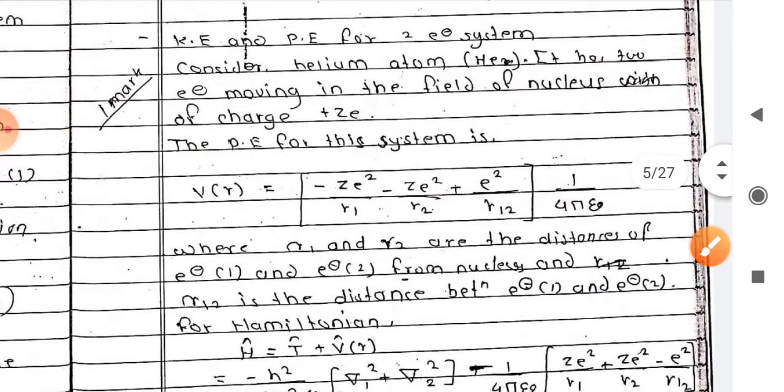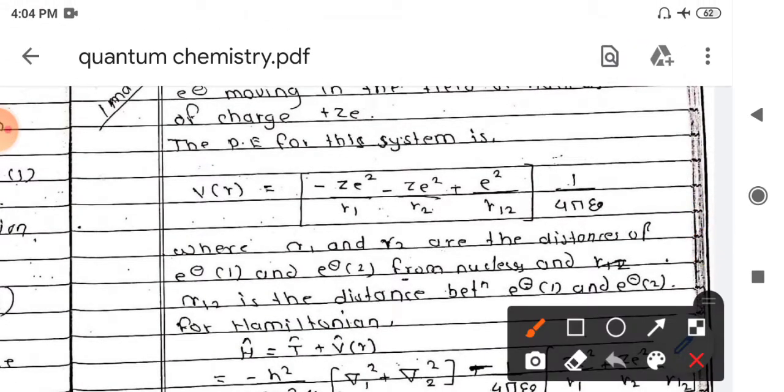Okay, so the potential energy, by using Coulomb's law, we can write as minus Ze square upon r1, and the minus sign is due to the decrease in the overall potential energy due to the attraction between nucleus and the electron. The second term is again minus, but the last term is e square upon r12. E square is there because there are two electrons, so the charge of one electron is e into e, that is e square divided by r12, which is the distance between the two electrons.